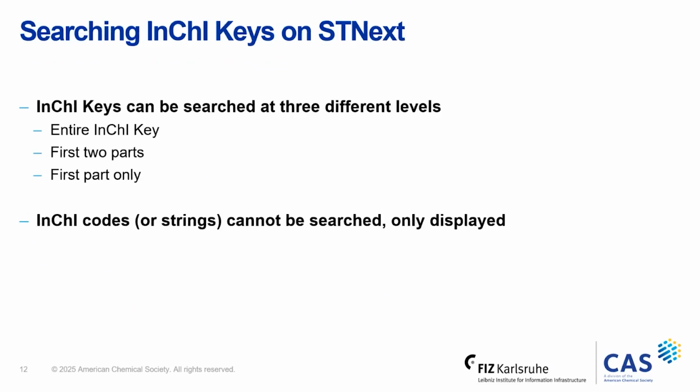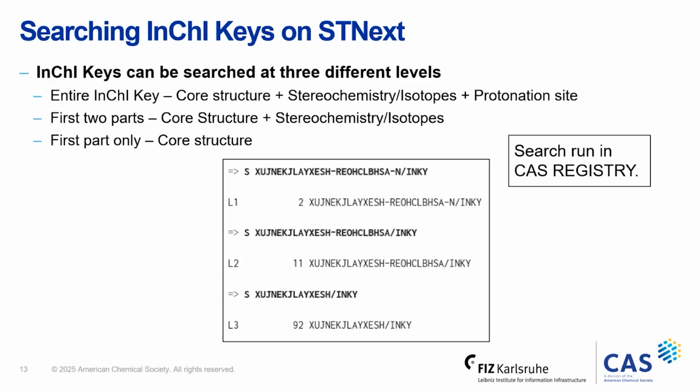As I mentioned, you can search the InChIKeys at 3 levels: the entire InChIKey, the first 2 parts, or the first part only. The InChI strings are not searchable. Okay. And again, this is that idea of searching at the various levels. This is run in CAS Registry. When we have the core structure plus the stereochemistry and isotope information and the protonation site, obviously that's the most specific. That gives us L1, our smallest set. Then we take out the protonation ideas and that expands it to 11. And then when we finally look at just the core structure, we're all the way up to 92 substance records in Registry.